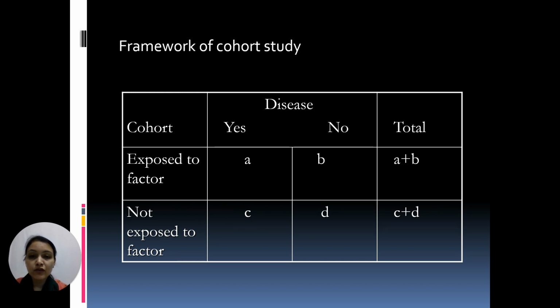This is the framework of cohort study. In cohort study, we take two groups related to an exposing factor like smoking. The first group is exposed to smoke and the second group is non-exposed to smoke, in which we find out whether the disease, maybe oral cancer or lung disease, is present, and last is the total. This is basically the framework of the cohort study.